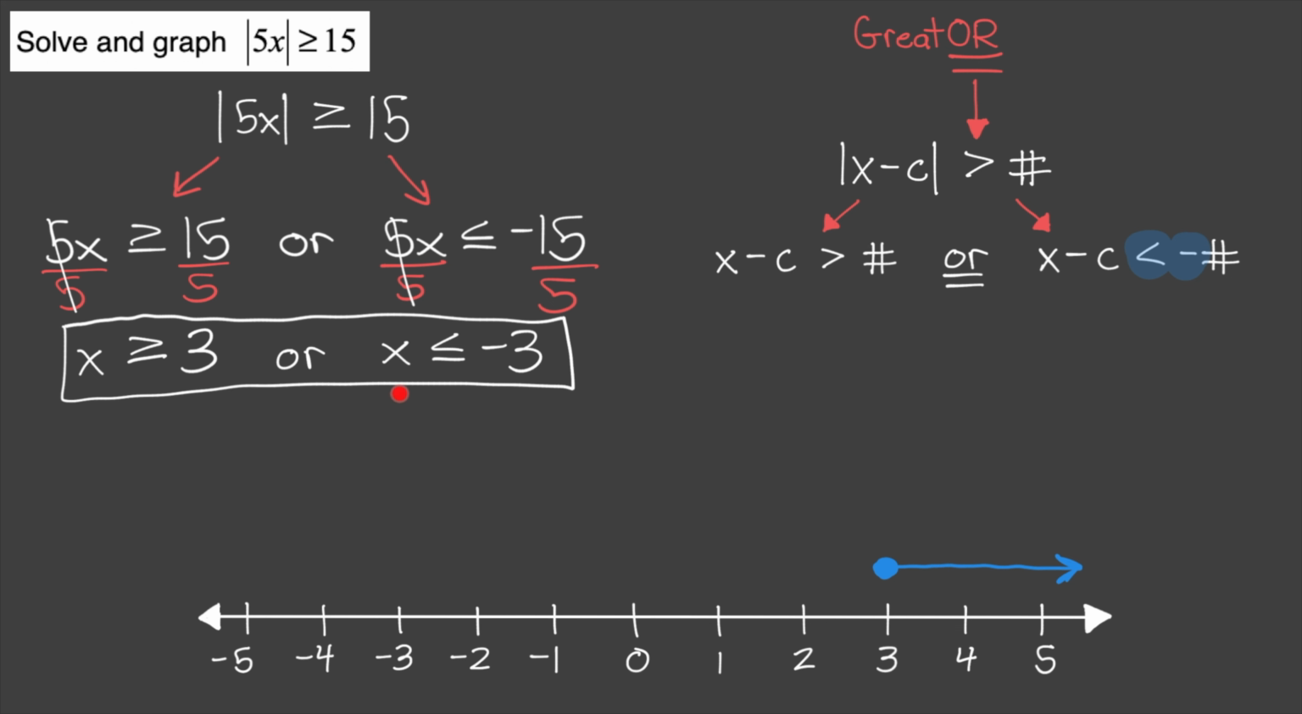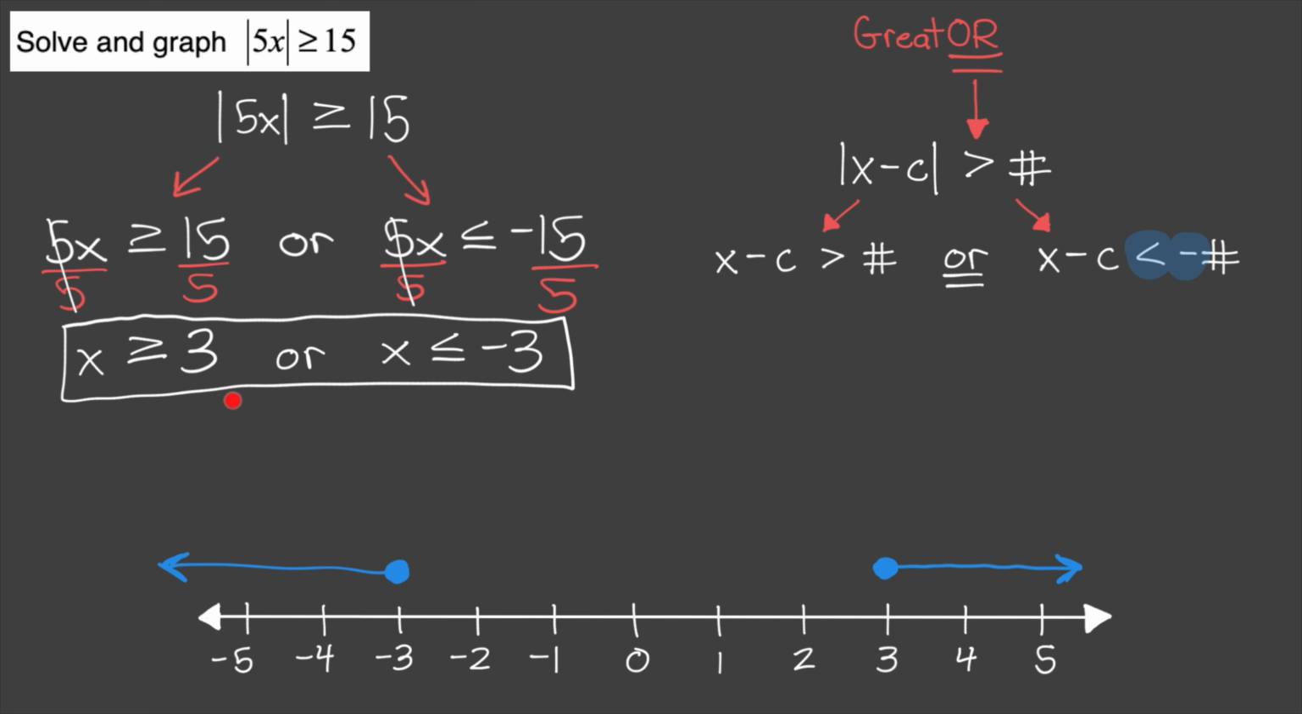Next, the other inequality says x is less than or equal to negative 3. So that means we start at negative 3, and it's also going to be filled in because it's less than or equal to. And then since it's less than, it's going to go to the left. So it goes to the left forever. So there is our graph of our solution.